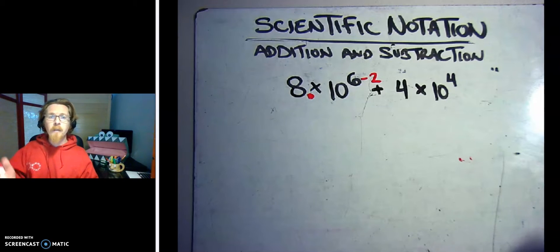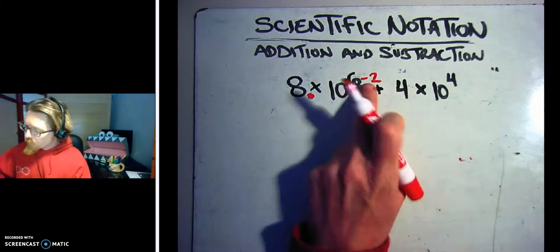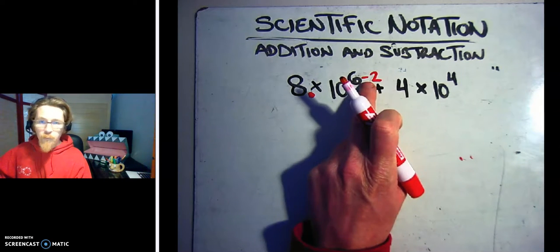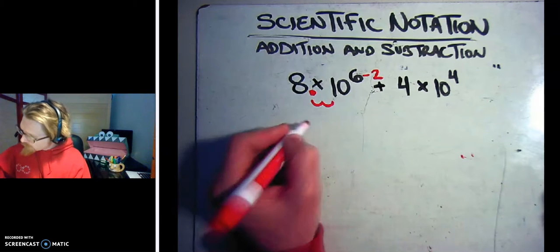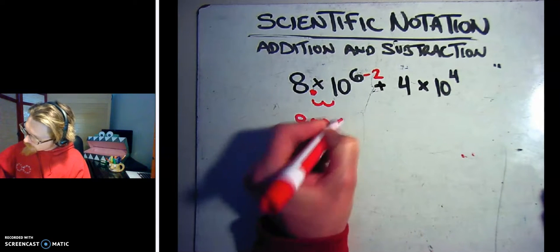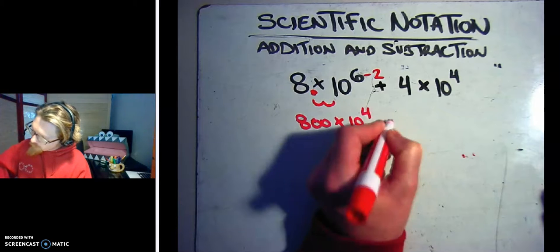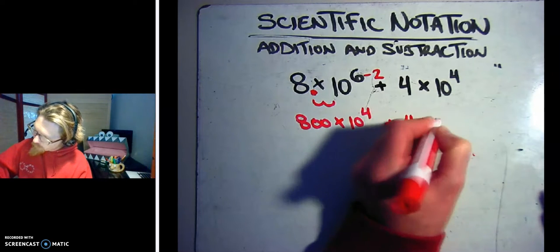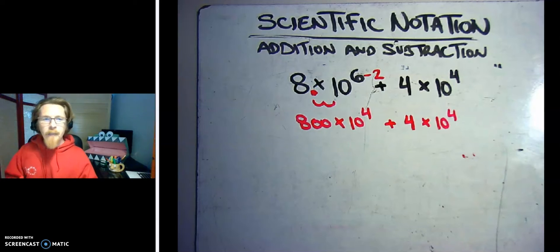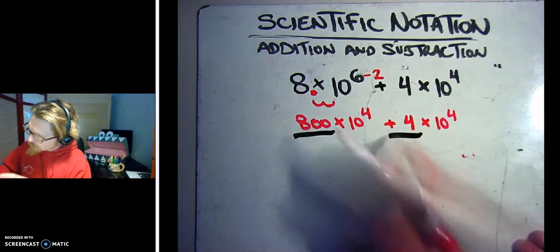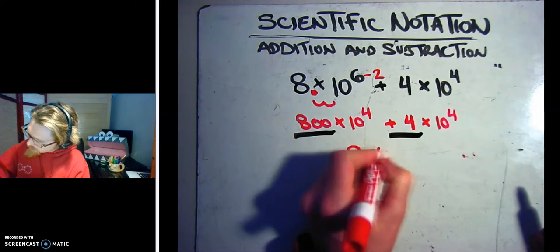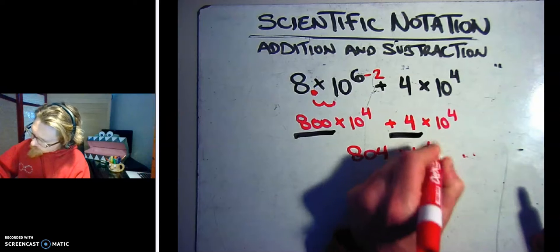Well, when we bumped up our exponent, we had to move the decimal to the left. So when we take an exponent down 2, we're going to have to move this decimal 2 places to the right. So I would end up with 800 times 10 to the fourth plus 4 times 10 to the fourth. And now my exponents match, and so I can add the numbers like I would add coefficients. 800 plus 4 is 804 times 10 to the fourth.